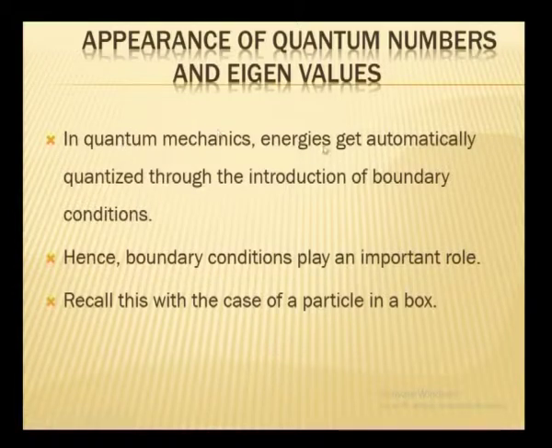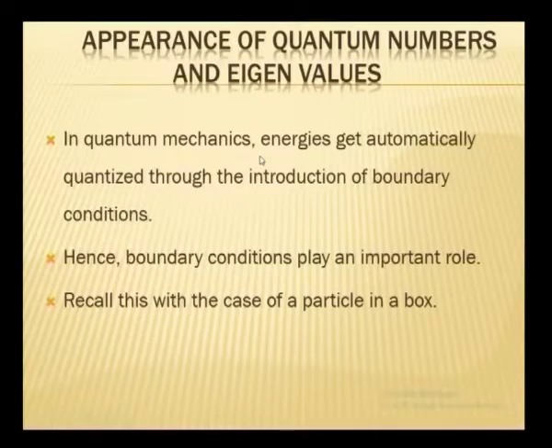So, the appearance of quantum numbers, not only n, but if you go to relativistic quantum mechanics, the other quantum numbers, the spin quantum number, all these things will come automatically. In quantum mechanics, the energies get automatically quantized through the introduction of boundary conditions. Hence, the boundary conditions play an important role. Now, recall this with the case of a particle in a box, right? We have already discussed the particle in a box problem.